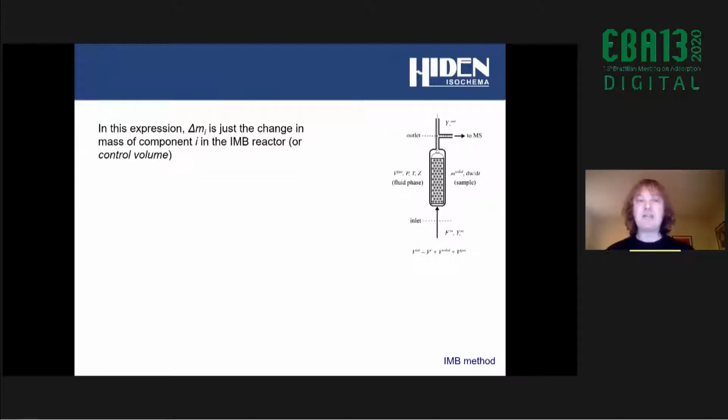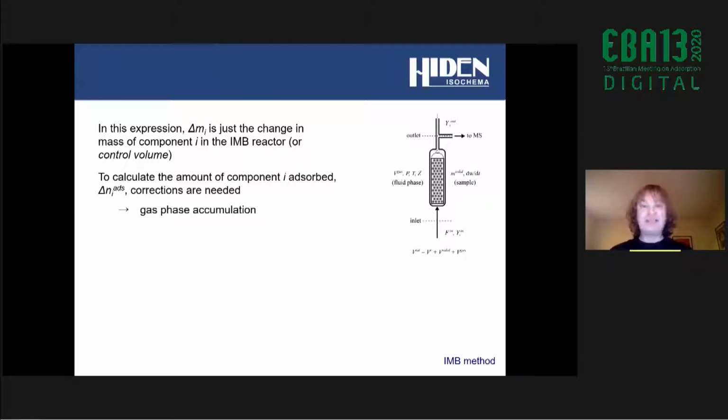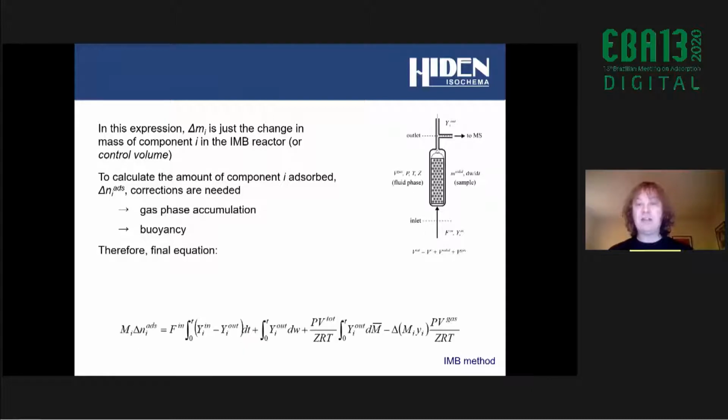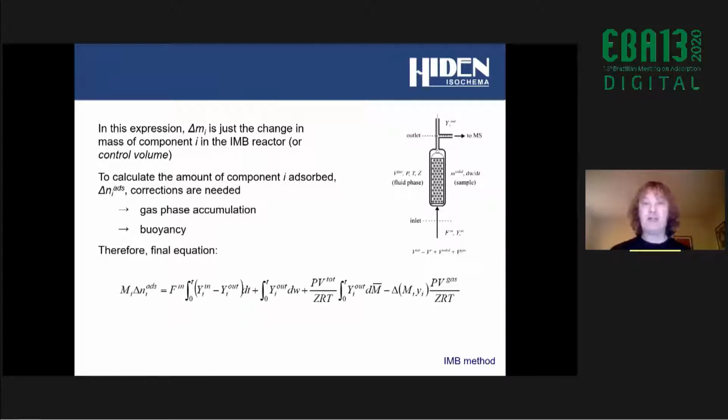Now that expression I've just given you there is delta M, and that's just the change in the mass of each component in the IMB reactor. To calculate the actual amount of the component i adsorbed, which we've termed delta n i adsorbed, we need a couple of corrections. The first is the gas phase accumulation term, similar to the open volumetric system. And the second is the corrections for buoyancy, because this is a gravimetric measurement. So in fact, the final equation for this method has 4 terms on the right-hand side.